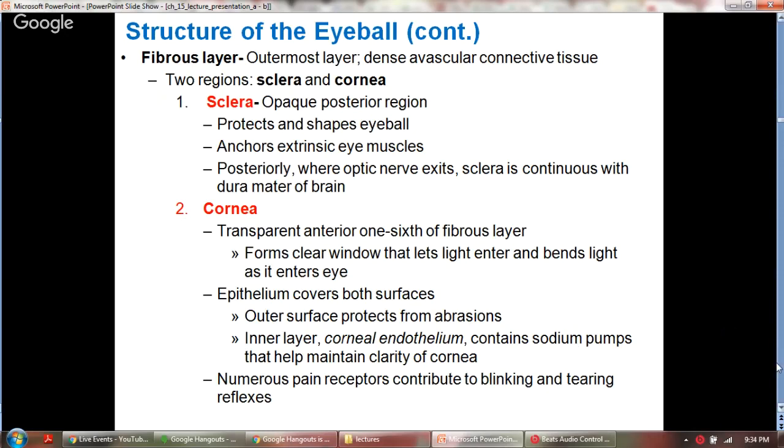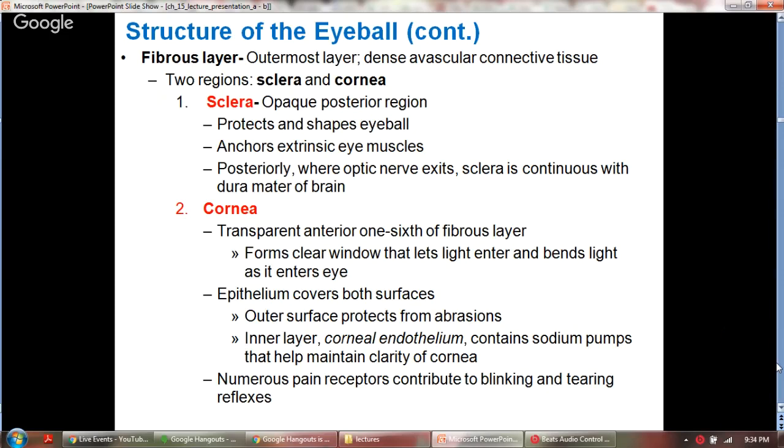The sclera is the opaque posterior region which protects and shapes the eyeball. It anchors the extrinsic eye muscles. Posteriorly, it continues with the optic nerve, and it also continues with the dura mater of the brain.